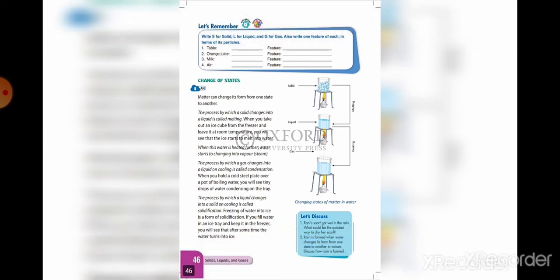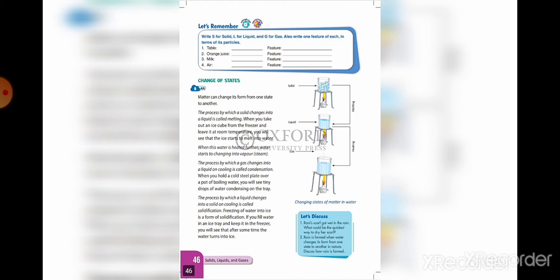When you hold a cold steel plate over a pot of boiling water, you will see tiny drops of water condensing on the plate. The process by which a liquid changes into a solid on cooling is called solidification. What is solidification? The process by which a liquid changes into a solid on cooling.